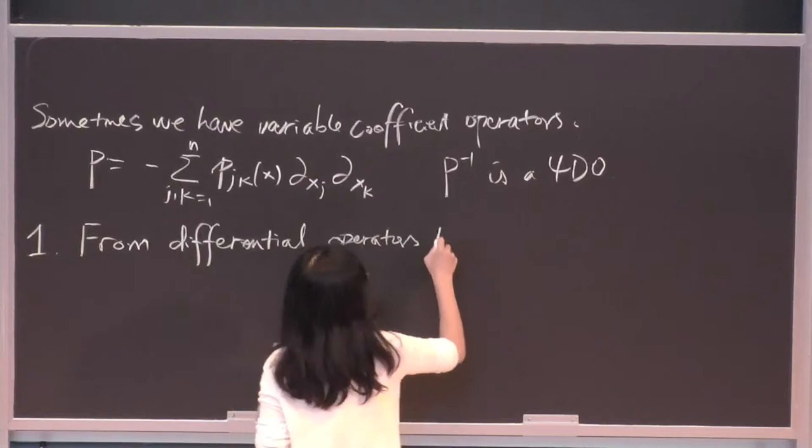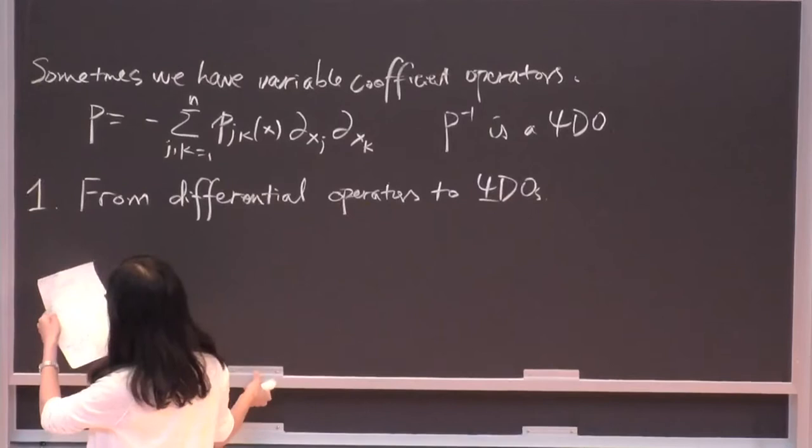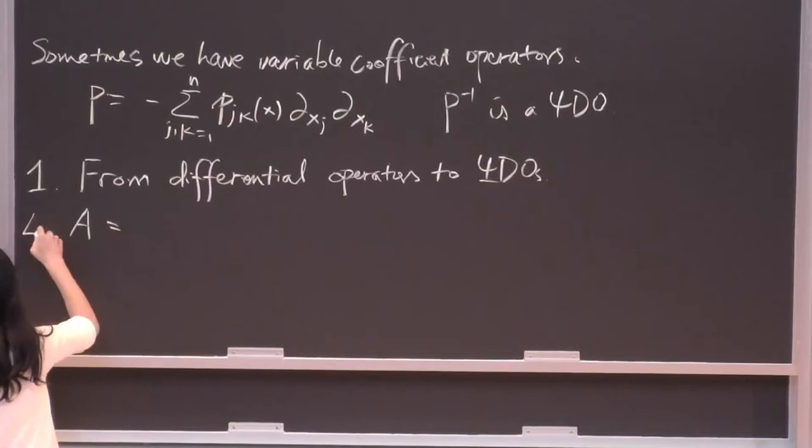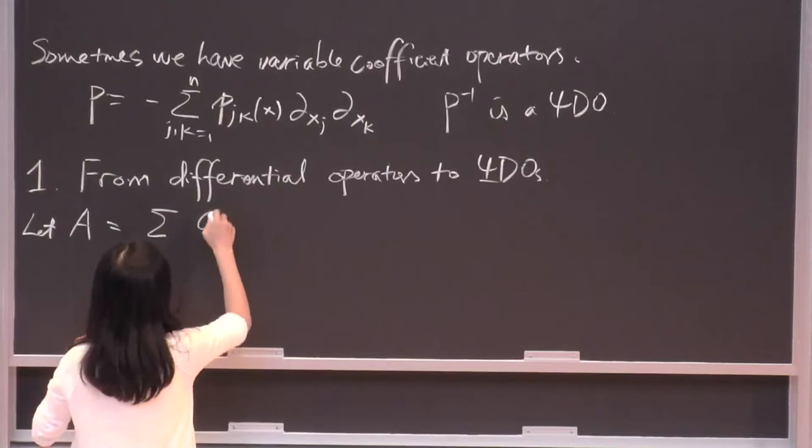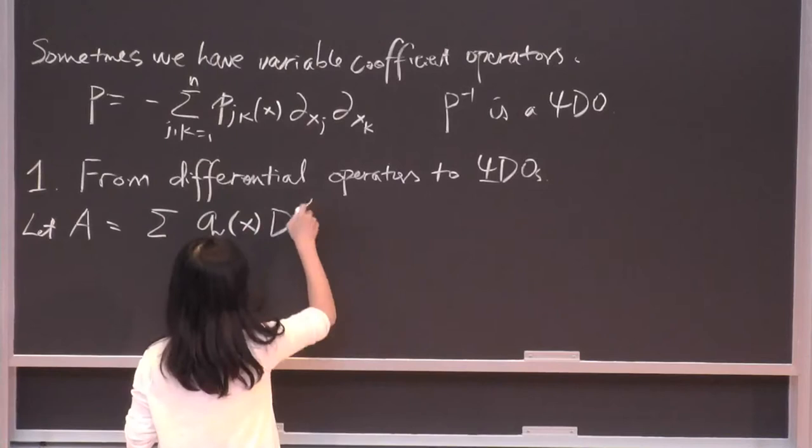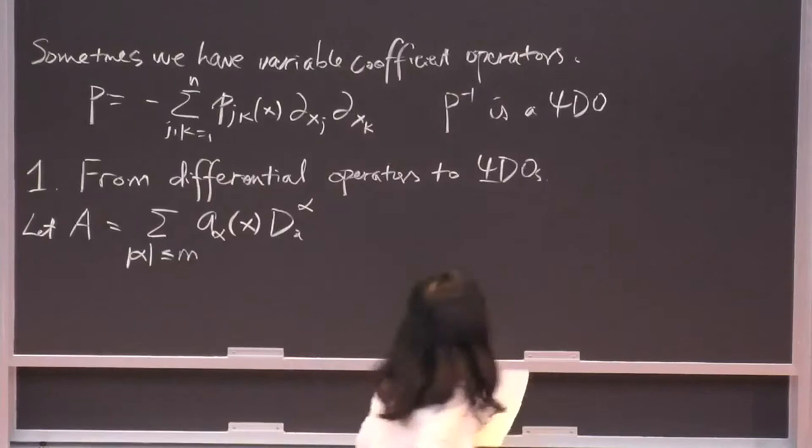Okay. So, the first object, I'm going to let A be a regular differential operator. So that's going to be the sum of a_alpha(x) D_x^alpha, where alpha is a multi-index. Now, let me again recall some basic notation here.